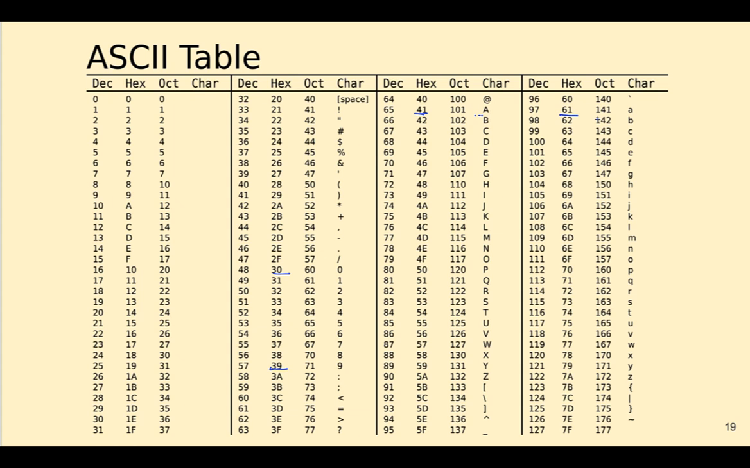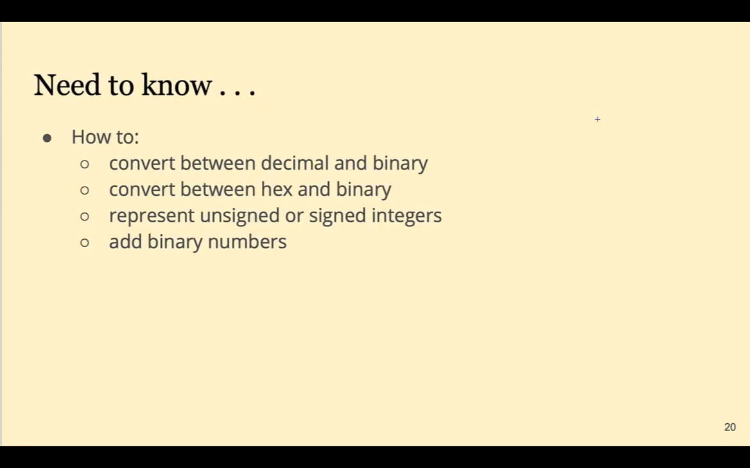When we use character data in MIPS, we'll be using ASCII data. So going forward, you do need to know how to convert between decimal and binary, and between hex and binary, and how to represent either signed or unsigned integers, and also how to add binary numbers. We'll practice all of this in class.